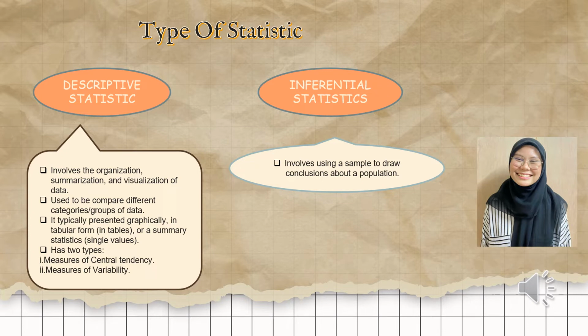It has two types. First is measures of central tendency. Number two is measures of variability. Inferential statistics involves using a sample to draw conclusions about a population. Our assignment indicates we use descriptive statistics for our data.